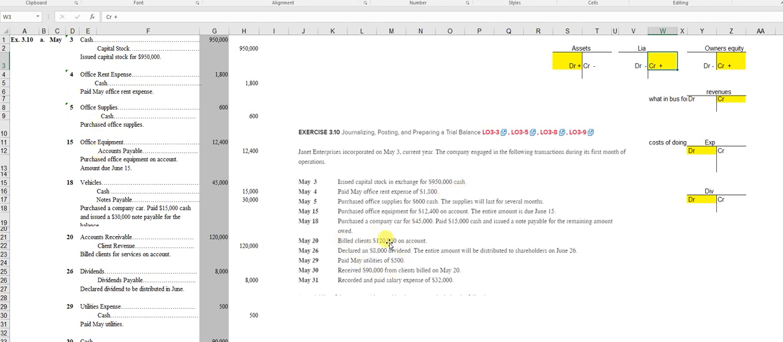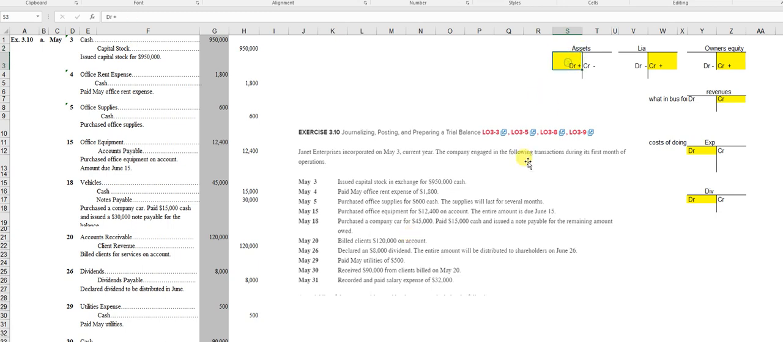Billed clients $120,000 on account. So I look for the cash. I don't have any cash because I billed them on account, so I'm going to receive the money later. So this is an account, but in this case it's a receivable. A receivable is an asset. The definition of an asset is anything of current or future benefit. So the benefit here would be a future benefit. I'm going to get cash later.